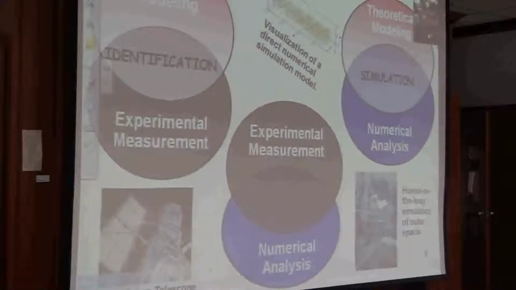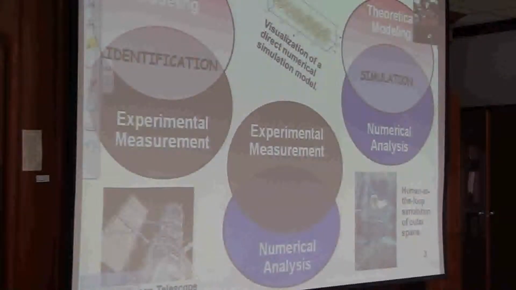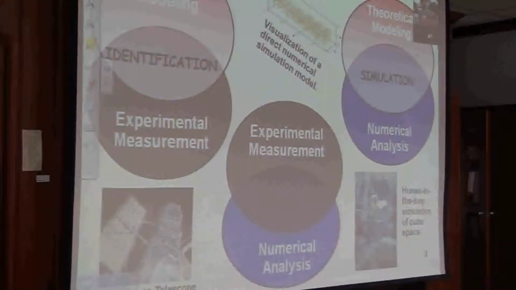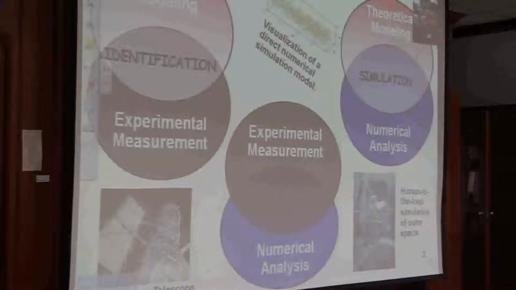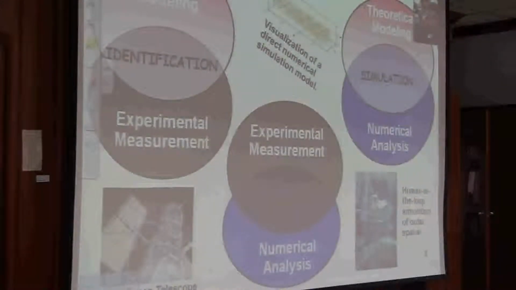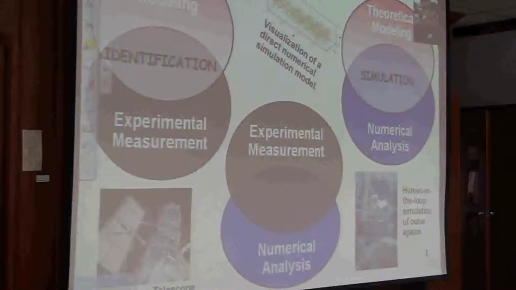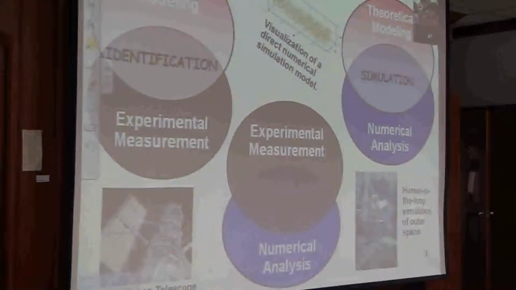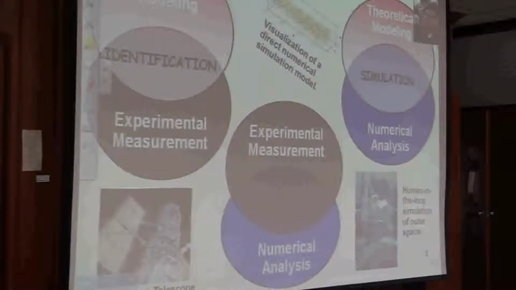Okay, let's look at the intersection between experimental measurement and numerical analysis. If we have experimental data, we have an identified model, right? Then we want to check our identified model to see whether it's accurate or not, whether we did a good identification or not. And the process is validation.